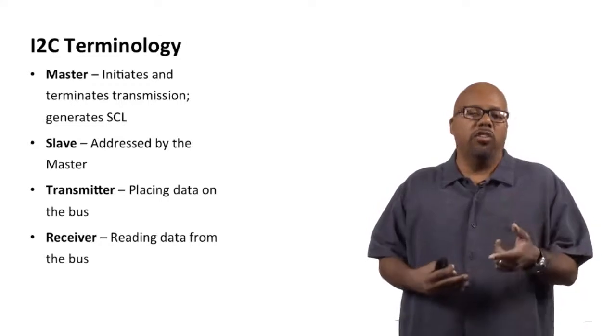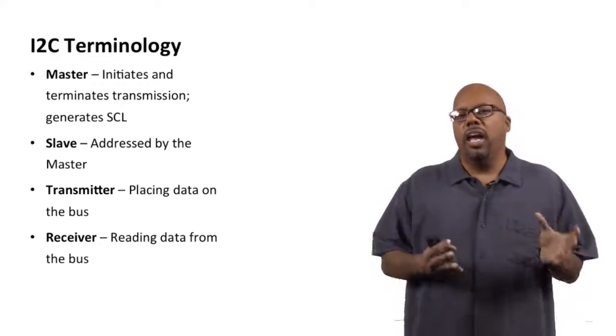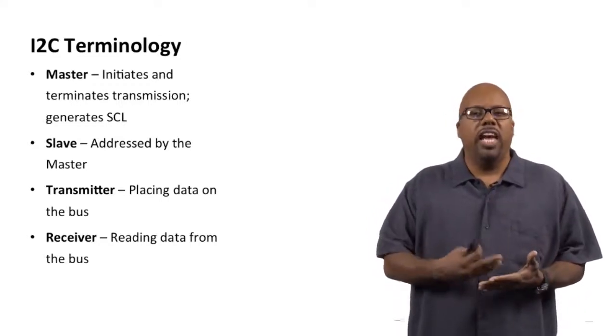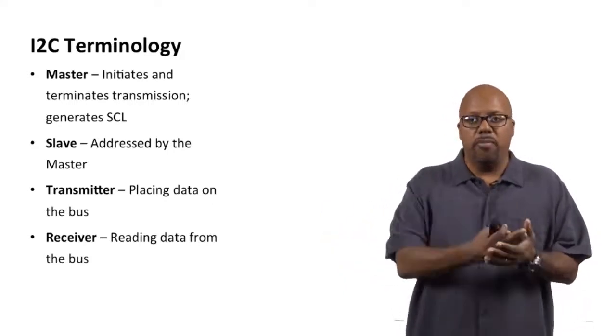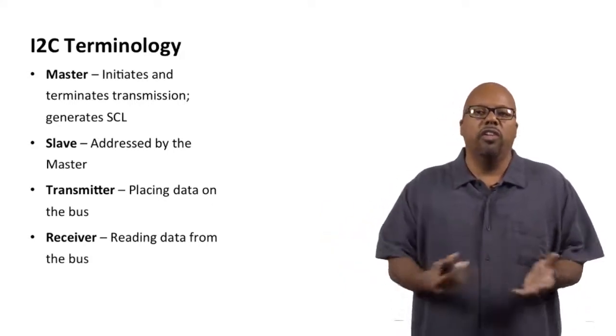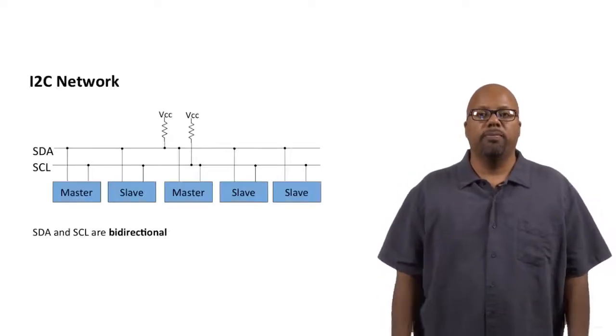And the slave can be the transmitter or receiver also. So every node is either a master or slave and can also be either a receiver or a transmitter. And they can be mixed and matched. So master can be transmitter or receiver. Slave can also be transmitter or receiver.